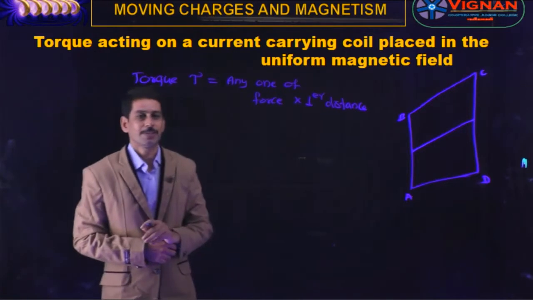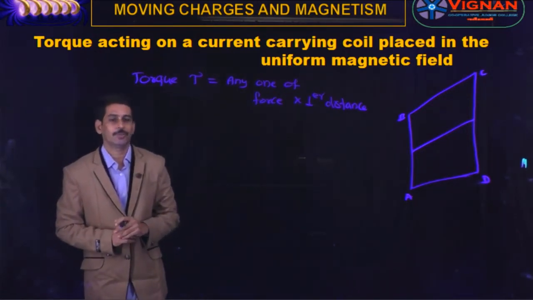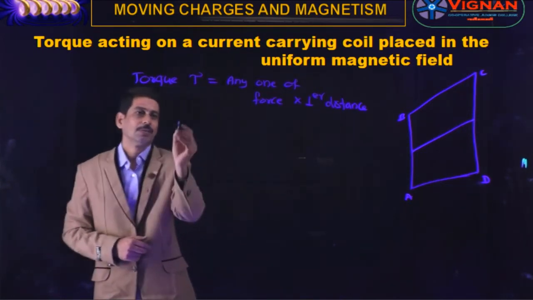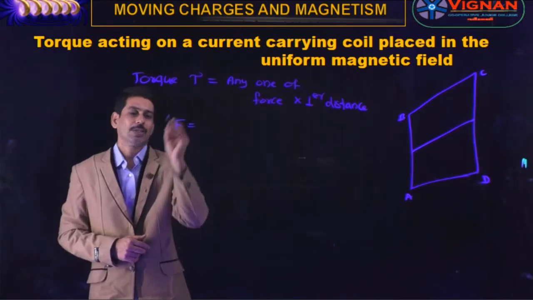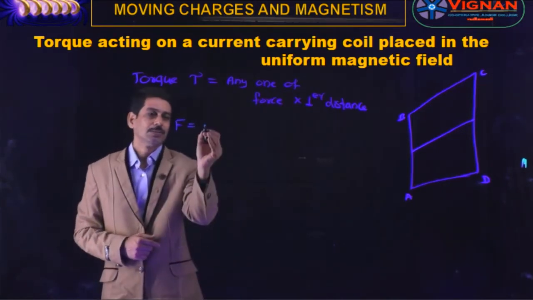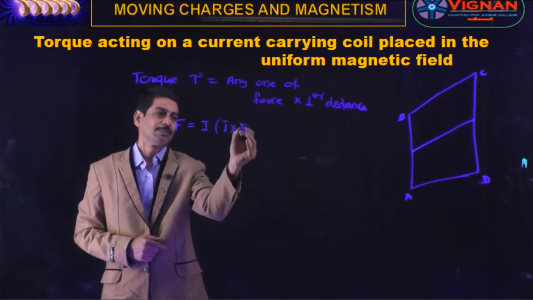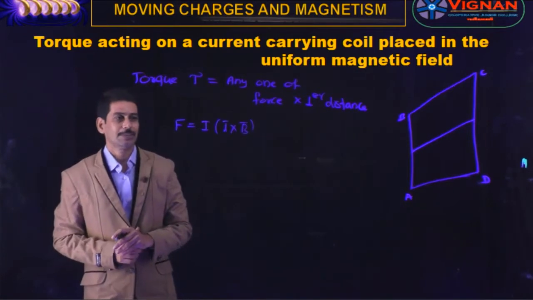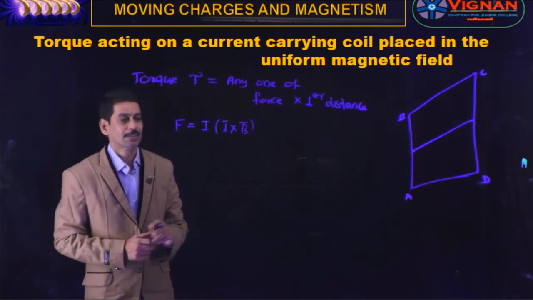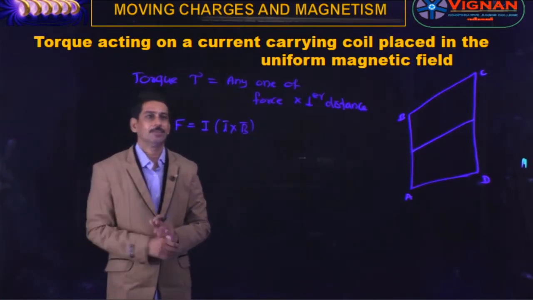So torque is denoted by tau, and this is the product of any one of the forces and the perpendicular distance. And we already know the formula for force, which is the force acting on a current carrying conductor placed in a uniform magnetic field, given by F is equal to I into L bar cross B bar. In this expression, I is the current in the conductor, L is the length of the conductor, and B bar is the magnetic induction. So in this derivation, we need these two formulas.